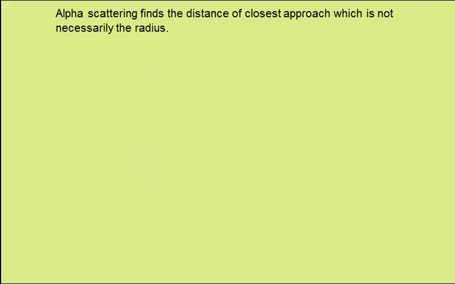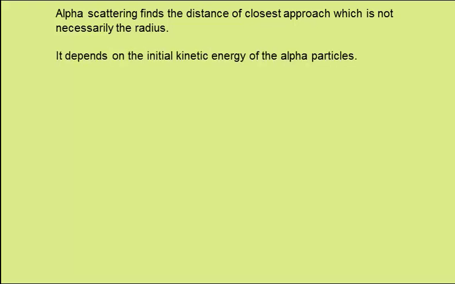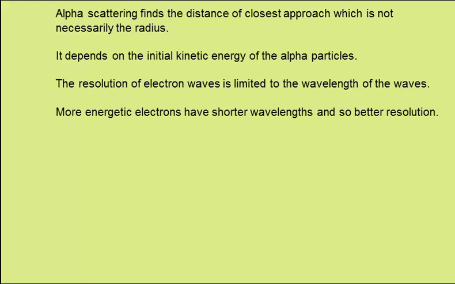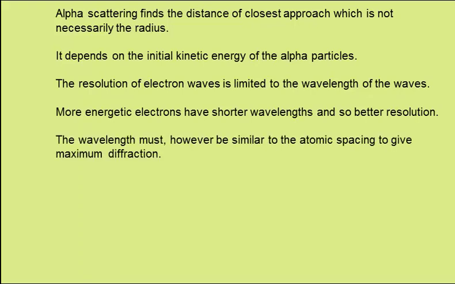Alpha scattering finds the distance of closest approach, which is not necessarily the actual radius. It depends on the initial kinetic energy of the alpha particles. The resolution of electron waves is limited to the wavelength of the waves. More energetic electrons have shorter wavelengths and so will have better resolution. The wavelength must, however, be similar to the atomic spacing to give maximum diffraction.